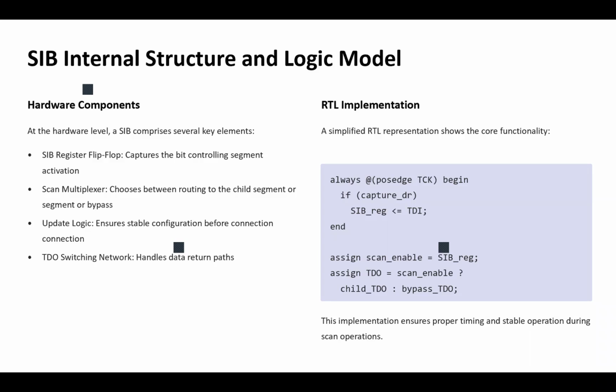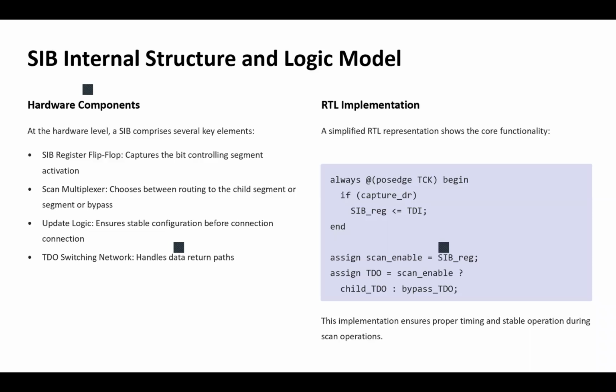We also have an update logic. That update logic makes sure that the SIB configuration is stable and finalized before the segment is officially included in the scan path. So during the operation, data is first shifted and then latched during an update phase. Okay, so the update logic makes sure that the selected scan path doesn't change halfway through an operation, which could cause incorrect testing. So this keeps the SIB state stable and synchronized with the rest of the scan system.